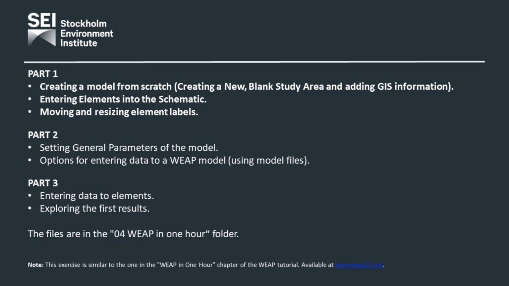We will create a new area and enter geographic information into the model. We will then add WEAP elements and see how to move the labels of these elements and how to resize them. Besides, we will see how to enter information into the elements and the type of data we can use. We will be using some template files that can be used to enter data into different models.